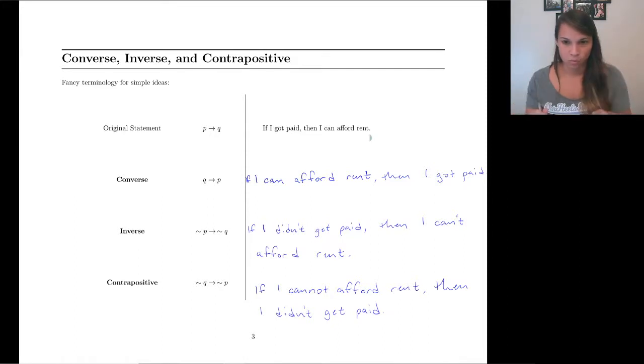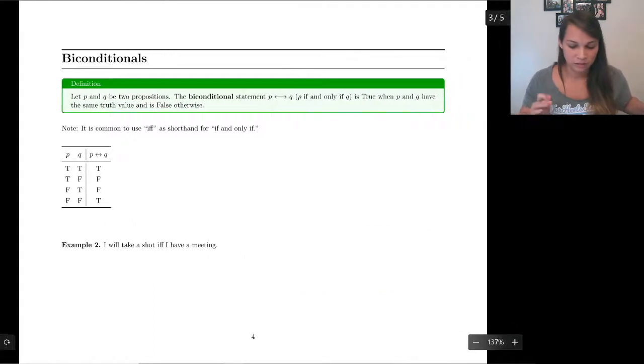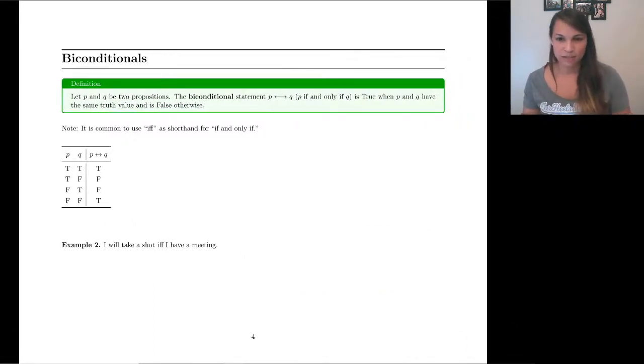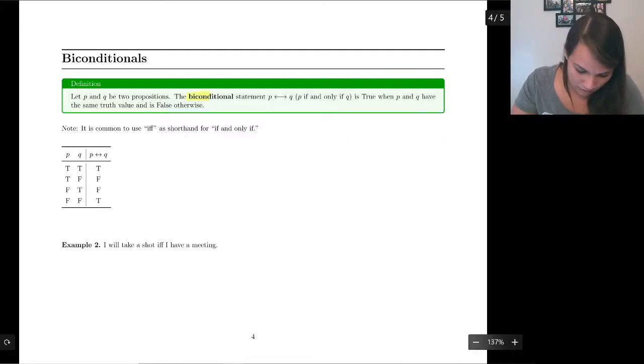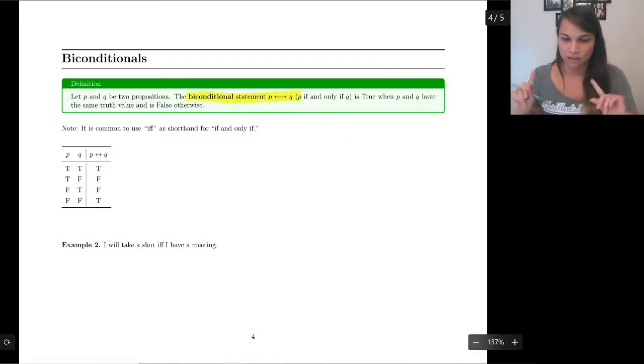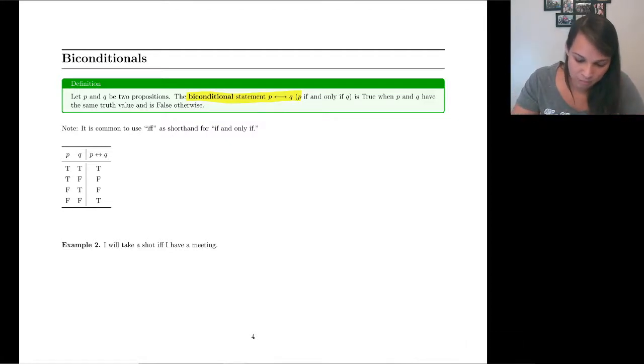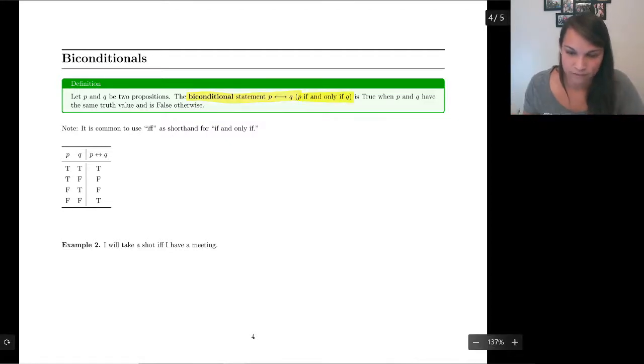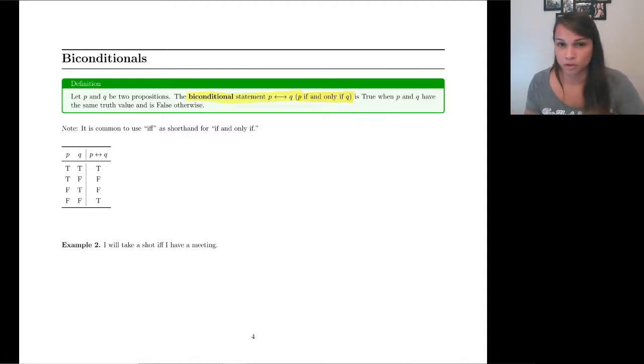So we'll come back and visit the contrapositive in a minute. But for now, let's introduce biconditionals. Biconditionals just make your arrow go both directions. So we have a biconditional statement, P both directions Q, which is the same thing as saying P if and only if Q. It is true when P and Q have the same truth value and false otherwise.